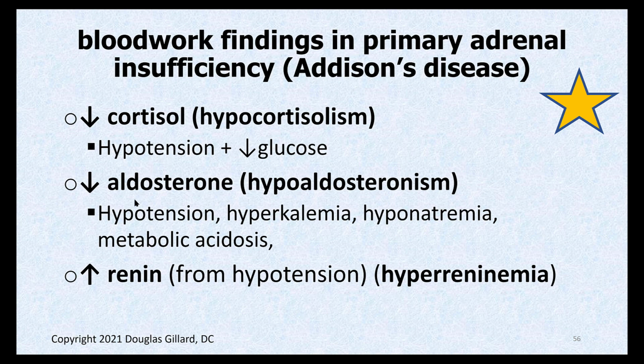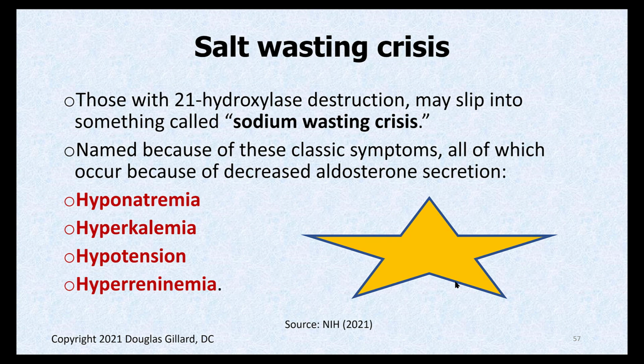And then because of the low blood pressure, you're going to have high levels of renin, or hyperreninemia. That's a new word I just added a couple hours ago. I like that word, hyperreninemia. That's too much renin floating around. That's caused by the hypotension, the RAAS system turned on and trying to combat that.